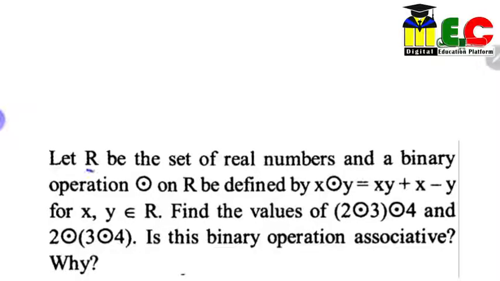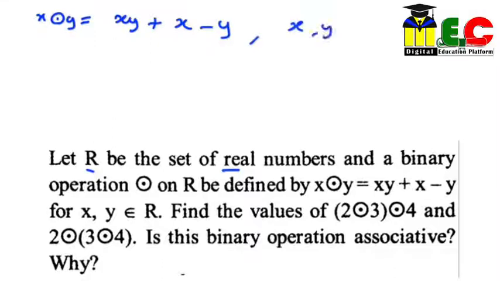Now the next one. Let R be the set of real numbers. A binary operation dot on R is defined by a dot y equals ay plus x minus y, for all a, y belonging to R. Find the value of 2 dot 3 dot 4. First we take 2 dot 3, where x is 2 and y is 3.